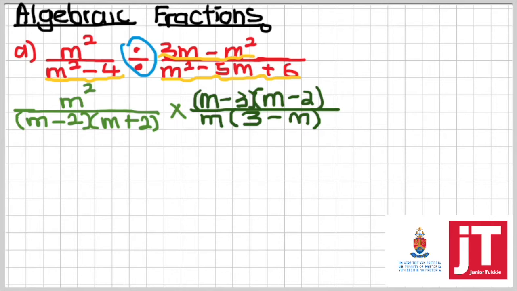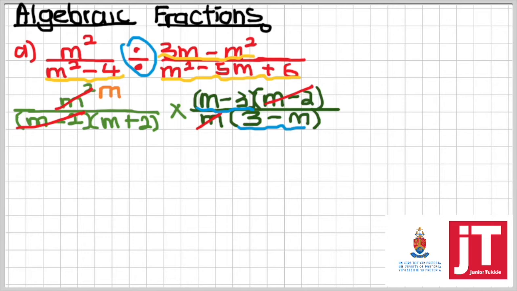Now that we have fully factorized our expression, we then cancel factors that we find in the numerator and denominator, starting with m minus 2 and m minus 2. We then simplify m squared over m, leaving us with a remainder of m in the numerator. But also, realize that we've got 3 minus m in the denominator and m minus 3 in the numerator.